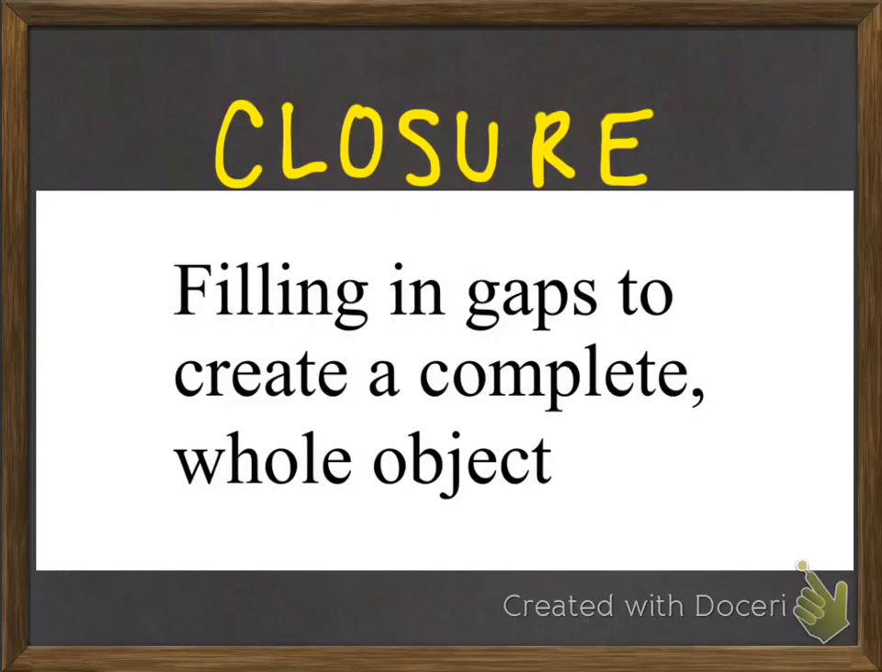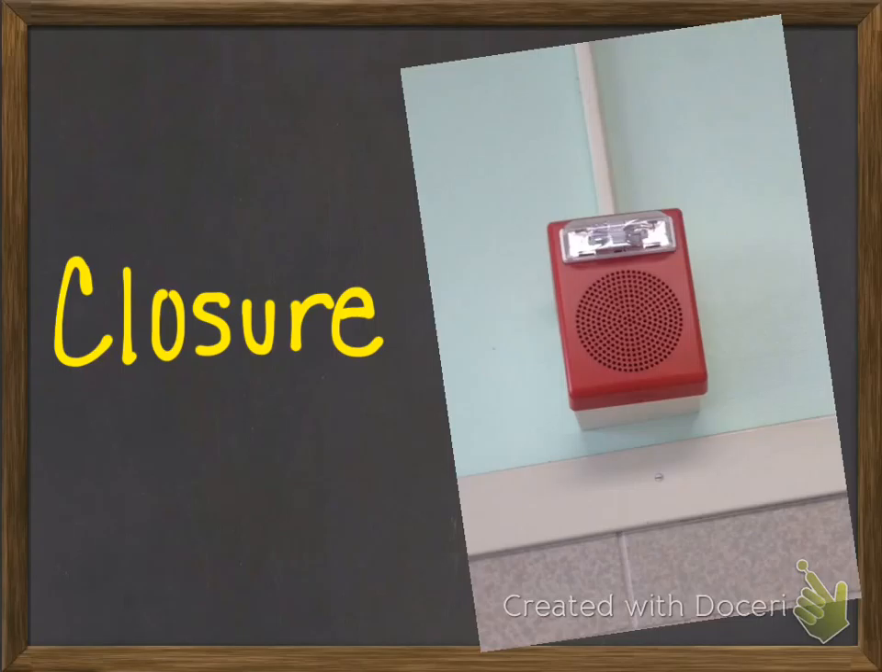Closure is when we fill in gaps to create a complete whole object. This picture of a fire alarm demonstrates closure because we perceive the speaker portion as being a complete circle, in effect connecting the separate dots to create a whole circle.